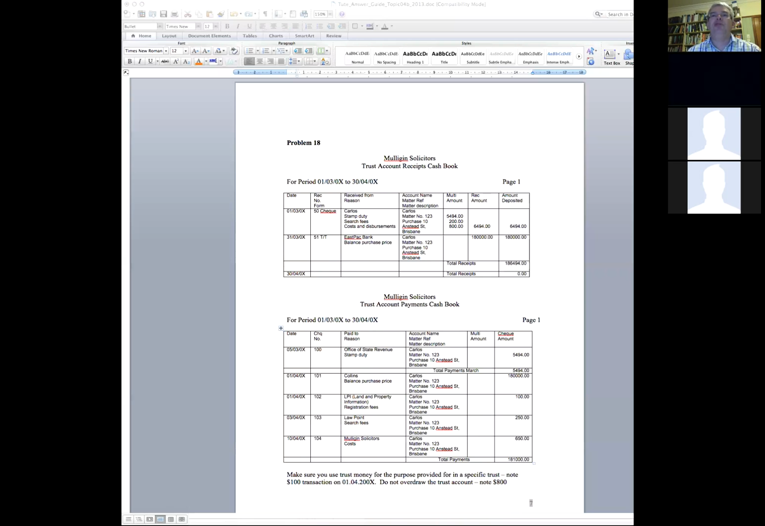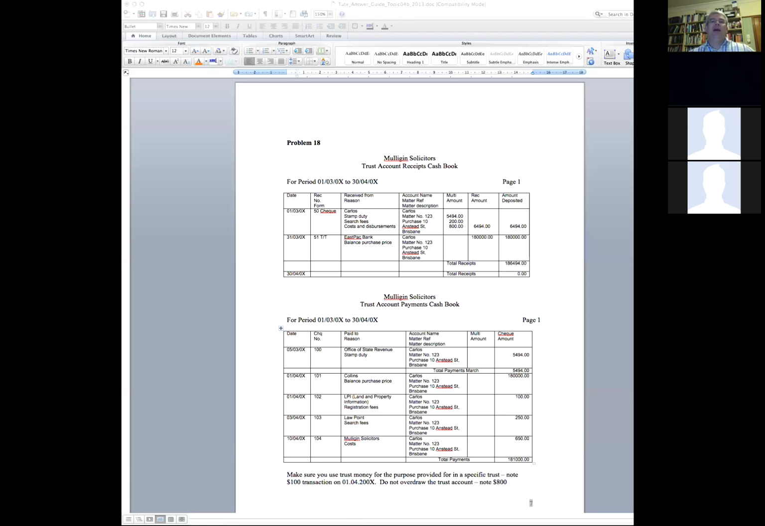It says you should also complete the trust account receipt for the transaction date of the 1st of March and the trust account check for the transaction date of the 5th of March. Your firm banks with Eastpac Bank, account number, etc. So let's have a look at some of these transactions.